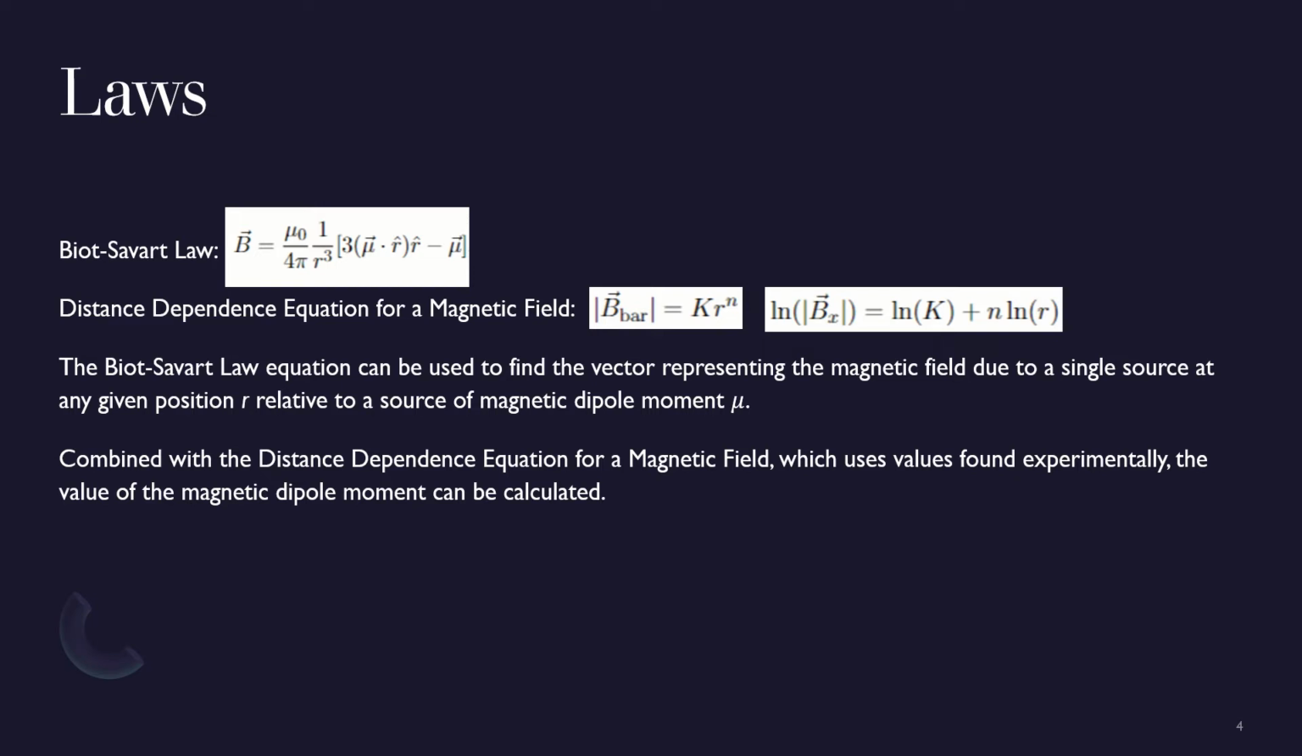The Biot-Savart law equation can be used to find the vector representing the magnetic field due to a single source at any given position r relative to a source of magnetic dipole moment mu. Combined with the distance dependence equation for a magnetic field, which uses values found experimentally, the value of the magnetic dipole moment can be calculated.